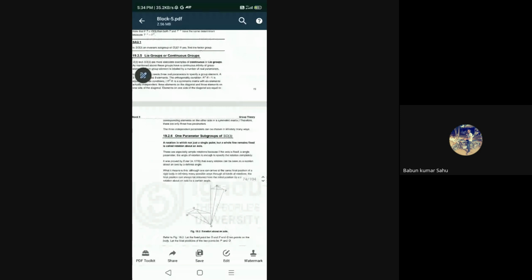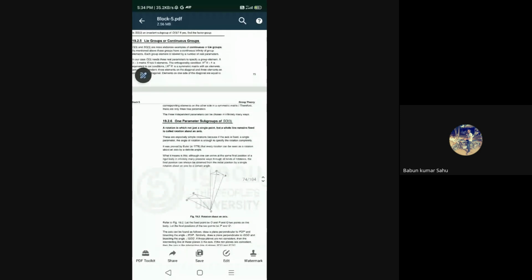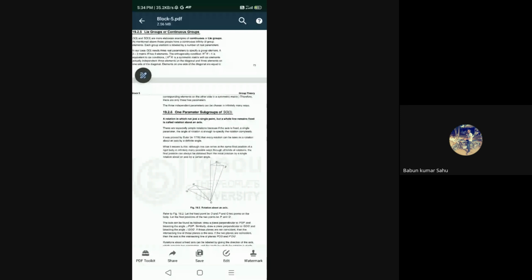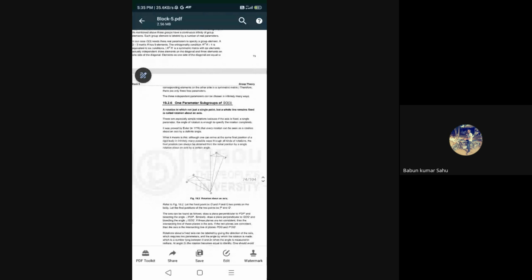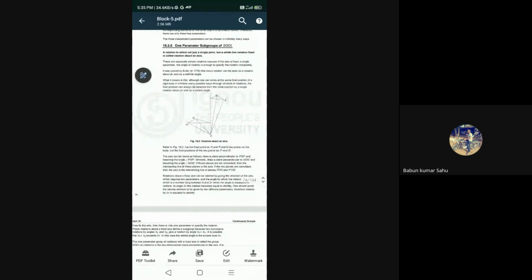And for a one parameter subgroup of SO3, you can see rotation about an axis in figure 19.2 on the screen. So a rotation in which not just a single point but a whole line remains fixed is called rotation about an axis, as shown in figure 19.2. These are especially simple rotations because if the axis is fixed, a single parameter, the angle of rotation, is enough to specify the rotation completely. And it was proved by Euler in the year 1776 that every rotation can be seen as a rotation about an axis by a definite angle.